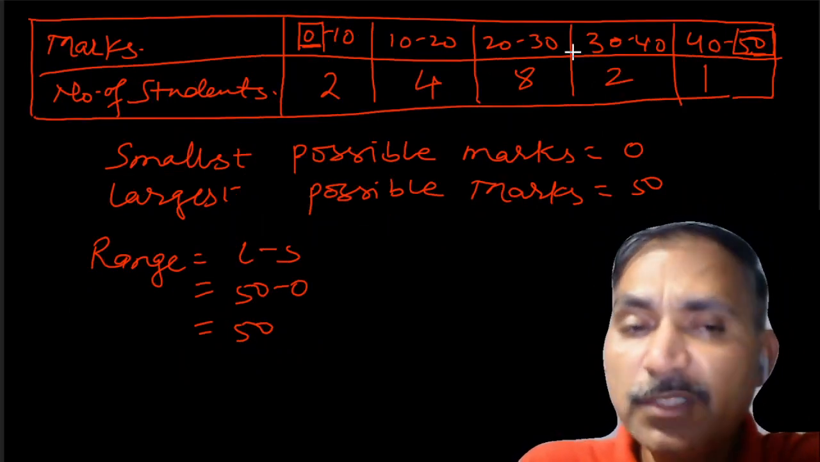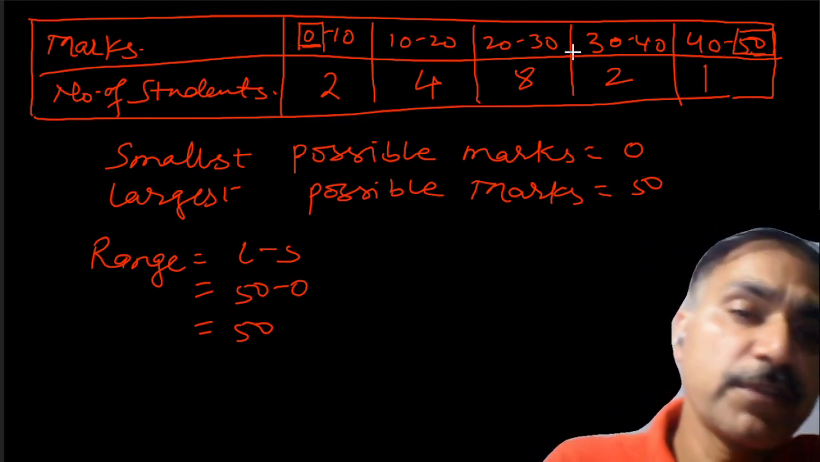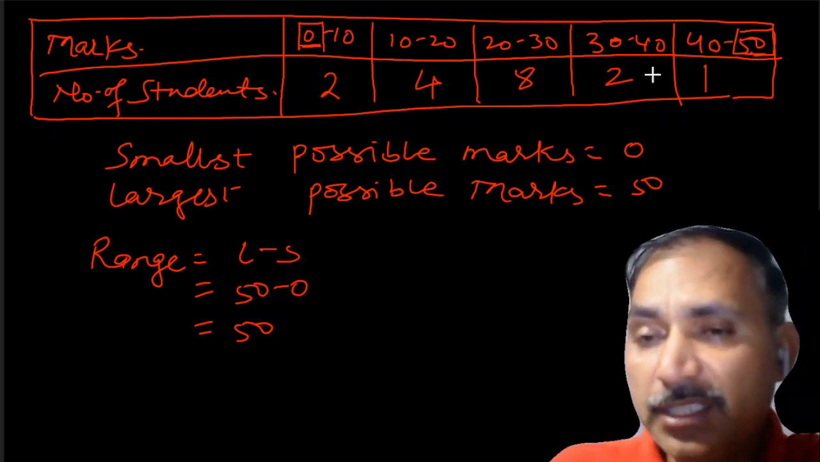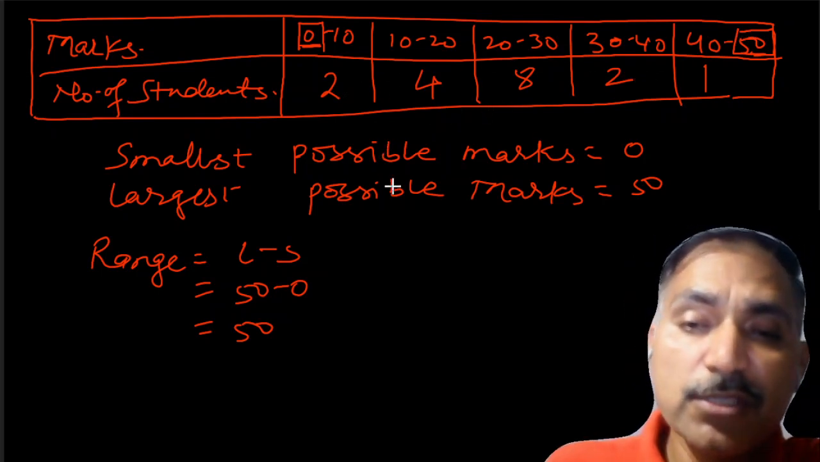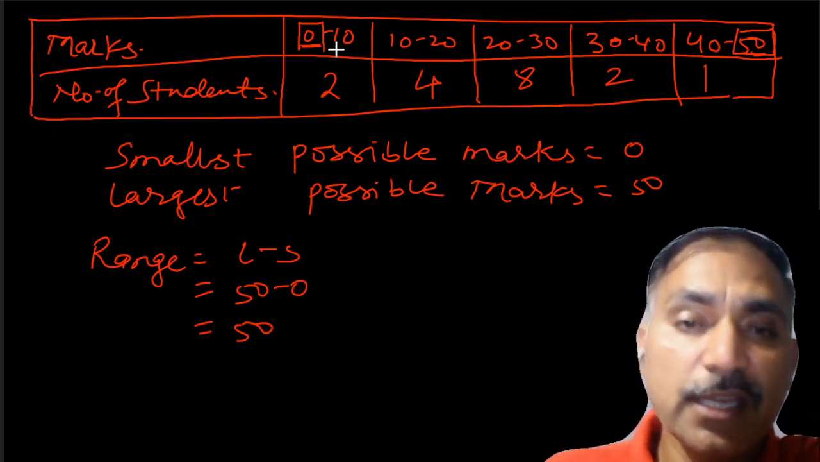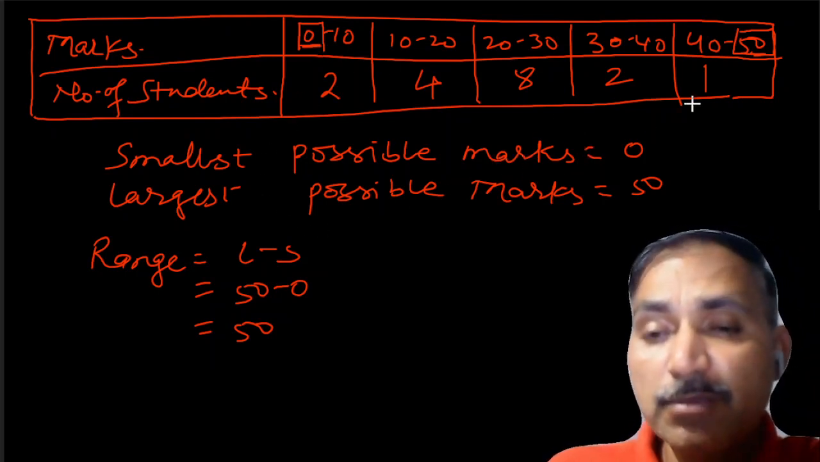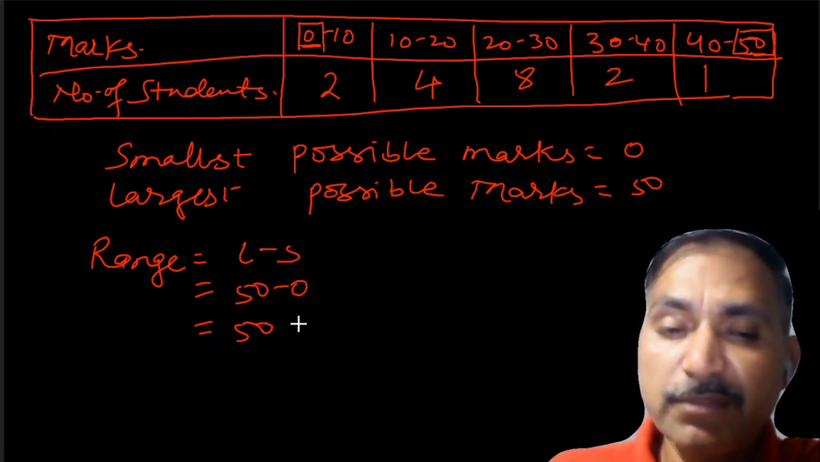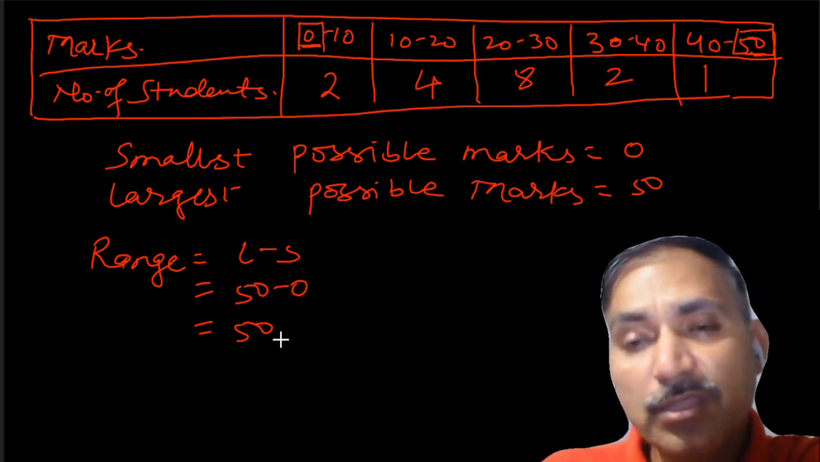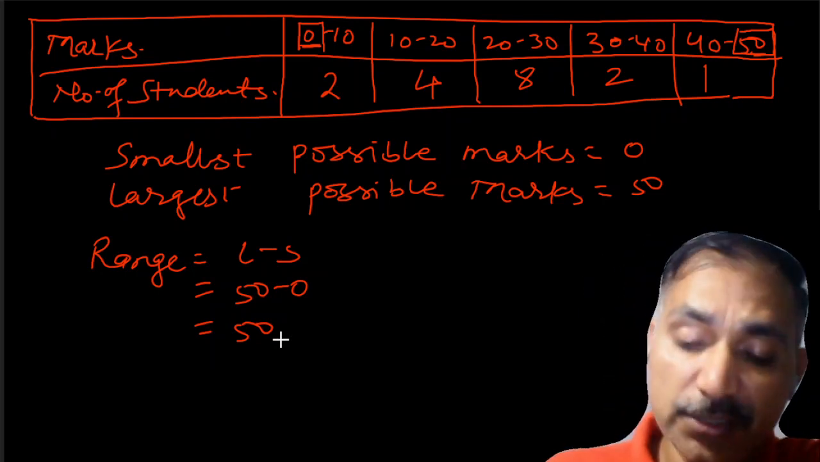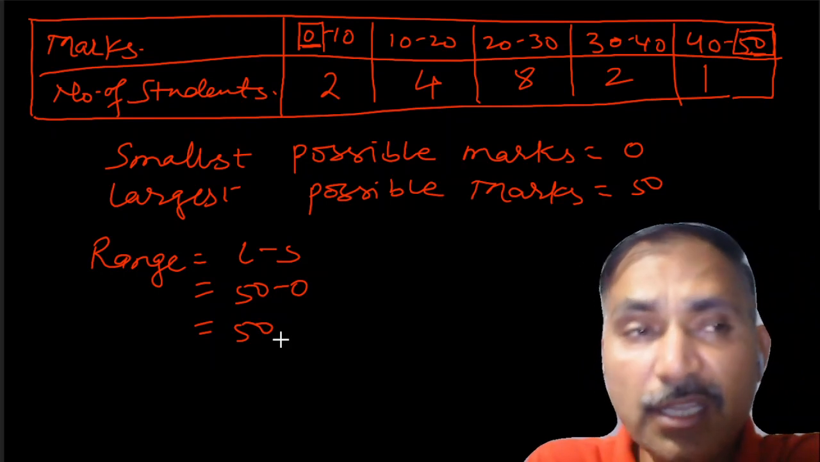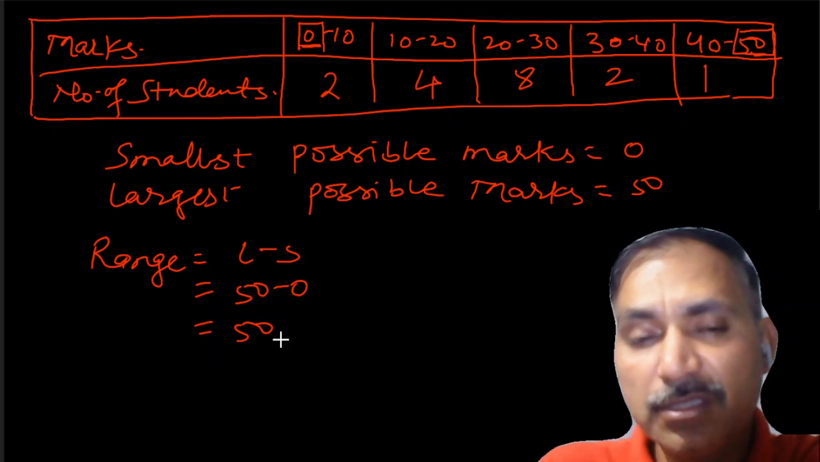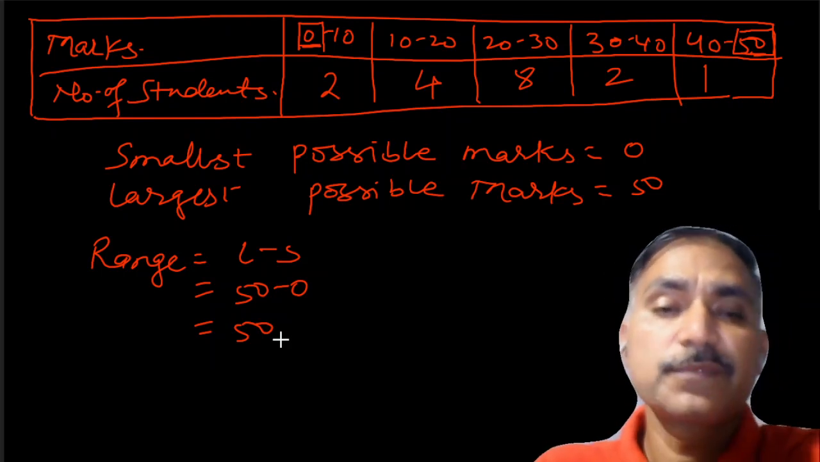The next one is for group data. Here, what we had was marks between 0 to 50, the number of students are given in each group. Now, the smallest possible mark is going to be 0, and the largest possible mark is going to be the last value, that is 50. So the range is going to be L minus S, that is 50 minus 0, that is 50. So this was the procedure to find out the range. Range is the absolute measure of dispersion. And now we will go to the relative measure of dispersion, that is the coefficient of range.